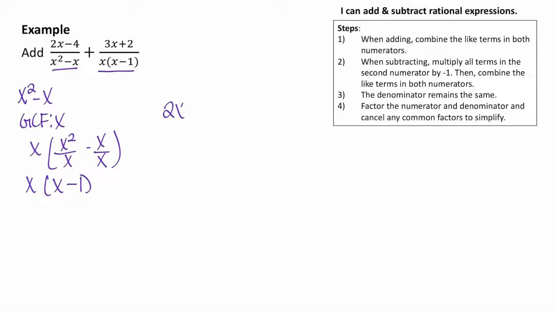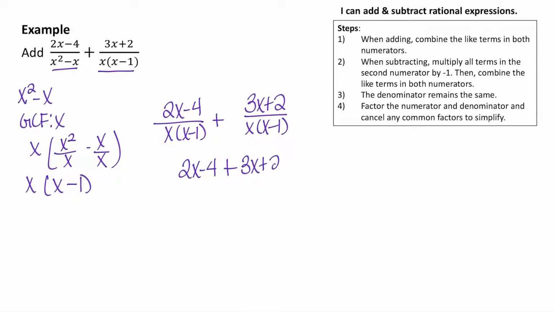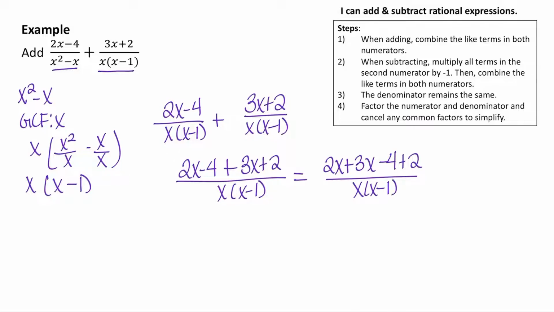So I have 2x minus 4 over x times x minus 1 plus 3x plus 2 over x times x minus 1. So now we're going to go ahead and add the numerators together since we have like denominators. So we have 2x minus 4 plus 3x plus 2 over x times x minus 1. Okay, so I'm going to rewrite it so I have the like terms together. So I have 2x plus 3x minus 4 plus 2 over x times x minus 1.